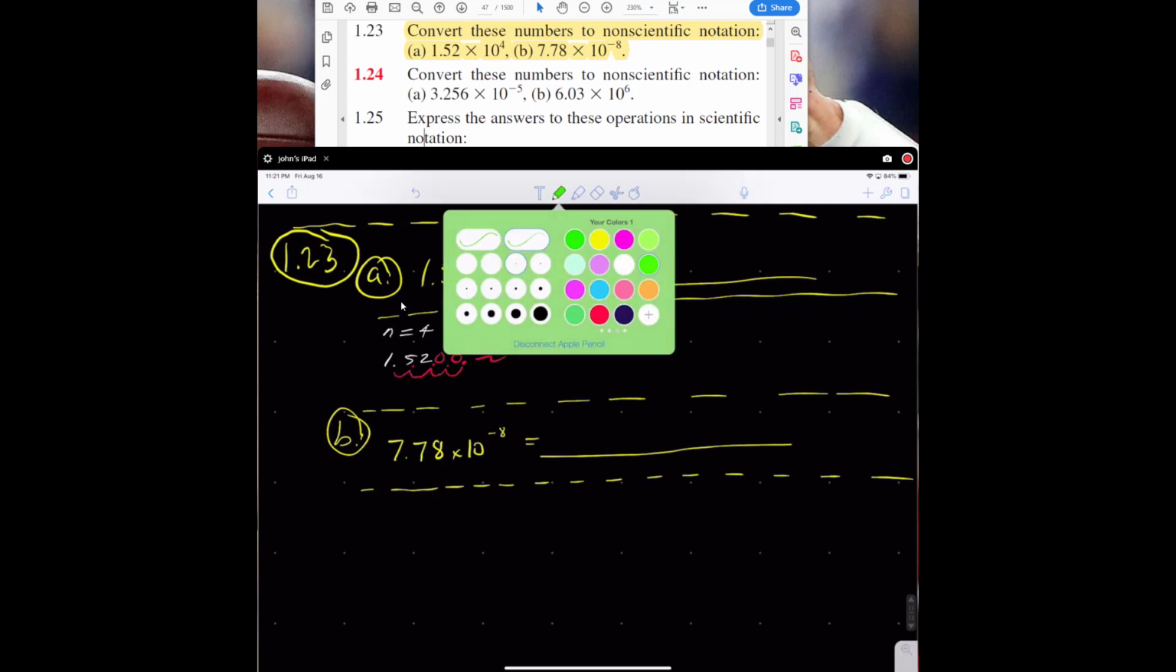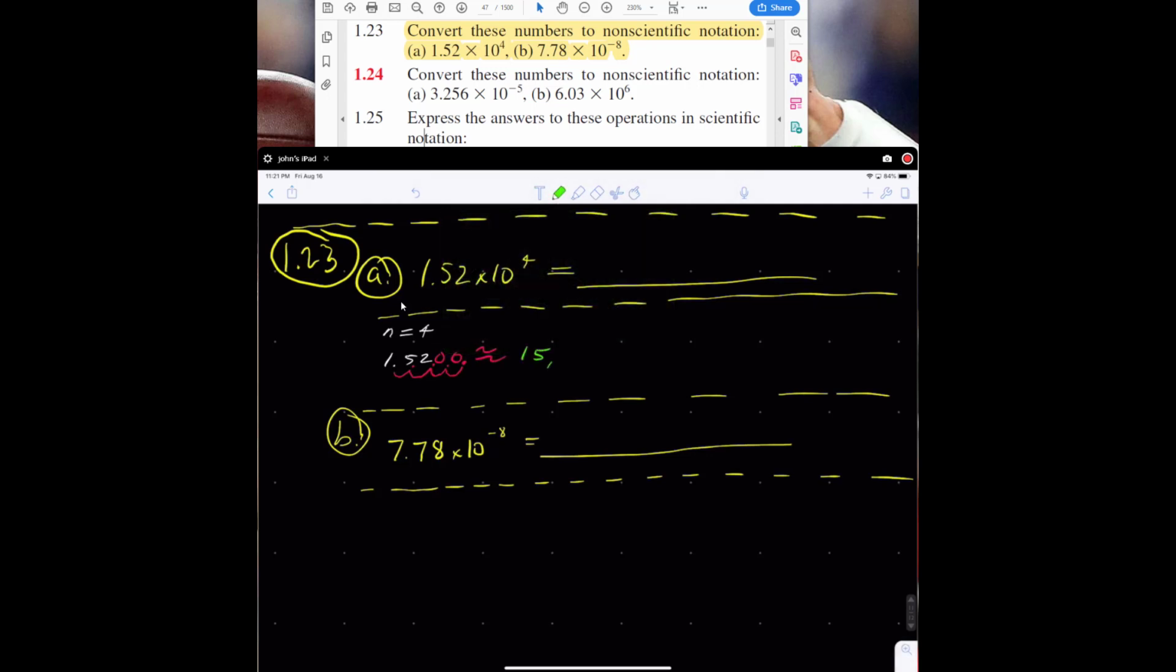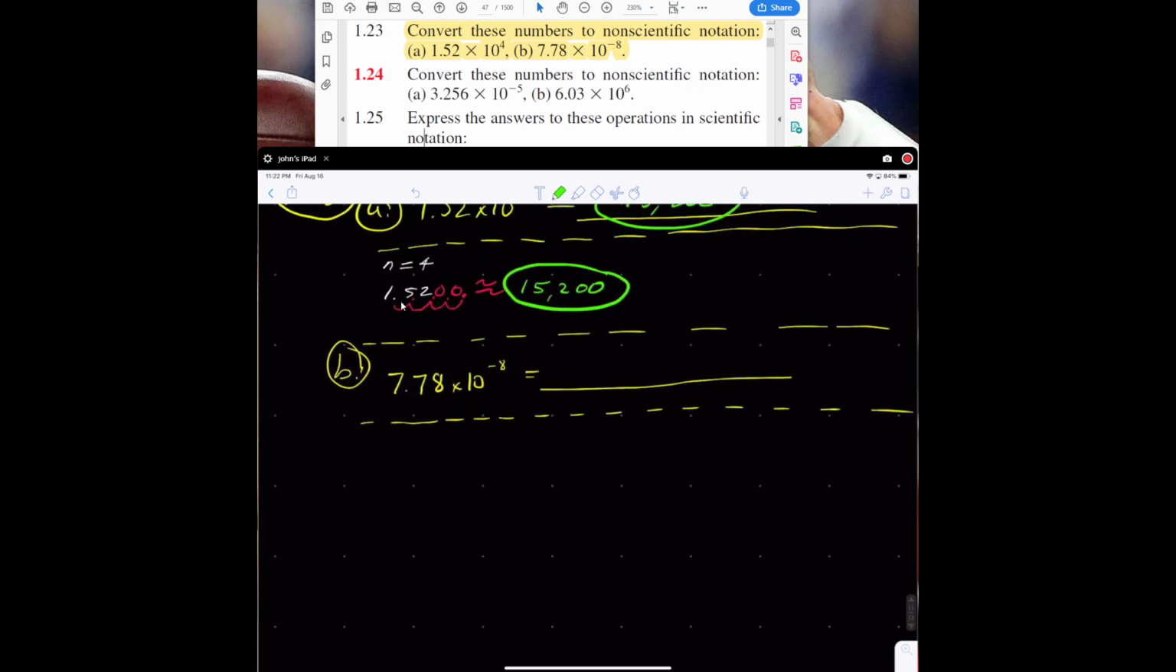So this becomes 15,200. Okay, and in the textbook that's correct. Why did we move it 4 places to the right? Well, lowercase n, the exponent, was positive 4. So we moved it 4 places to the right from the original number, which was given to us in scientific notation, as I just demonstrated.